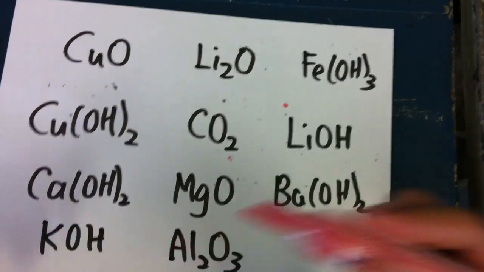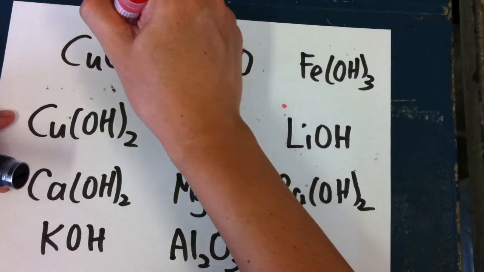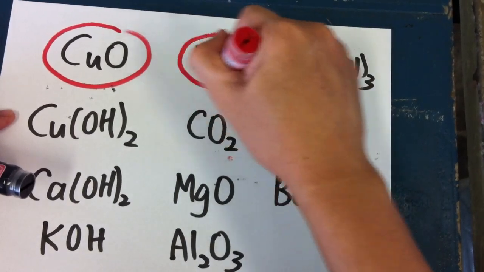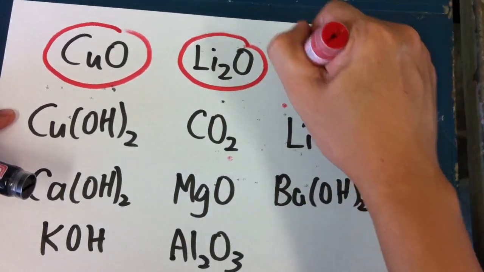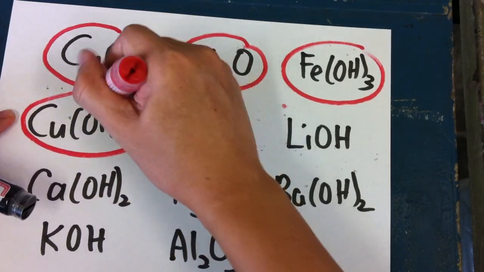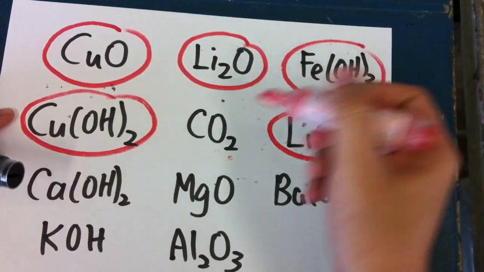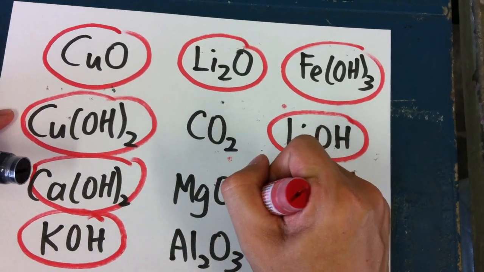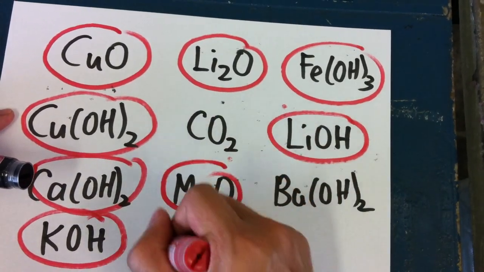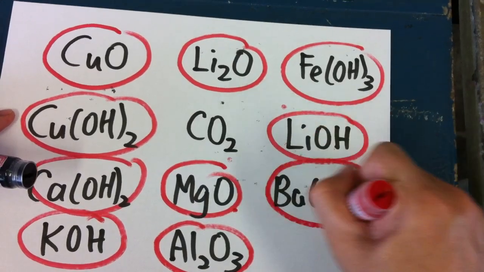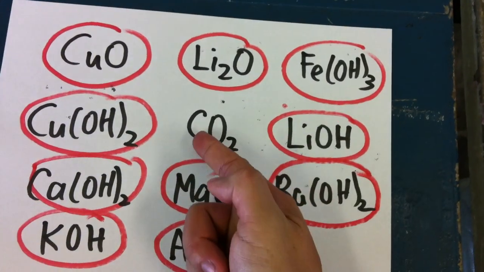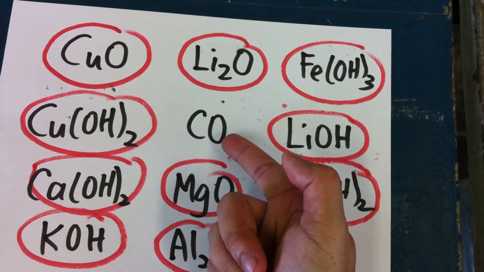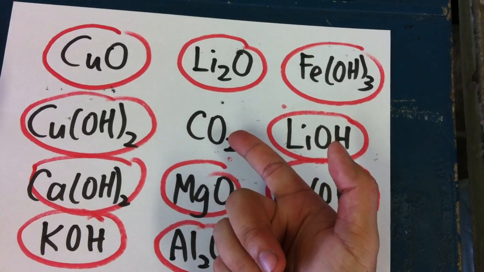So I'm going to circle the bases now. This is the spoiler part. This is a metal oxide. Metal hydroxide is a base, yes. Metal hydroxide is a base. Metal oxide is a base, yes. Metal hydroxide, yes. Now look. This is a non-metal oxide. It's a non-metal with an oxygen, so it's not a base.